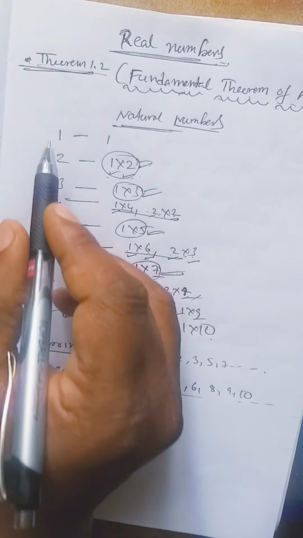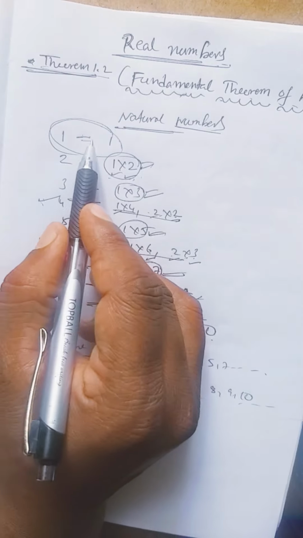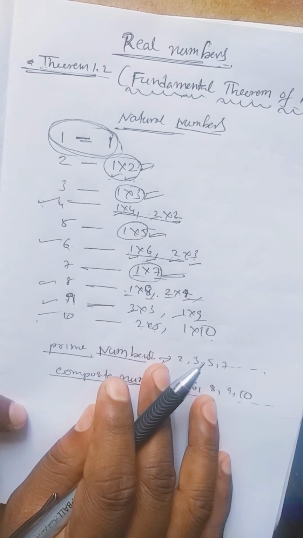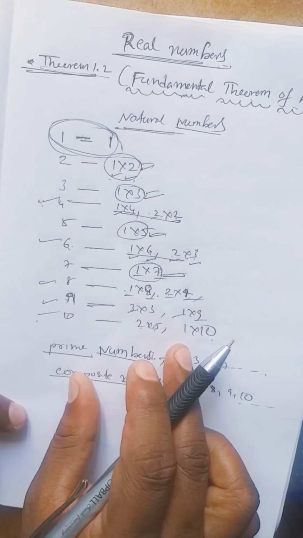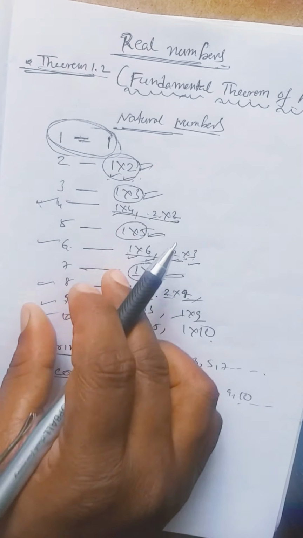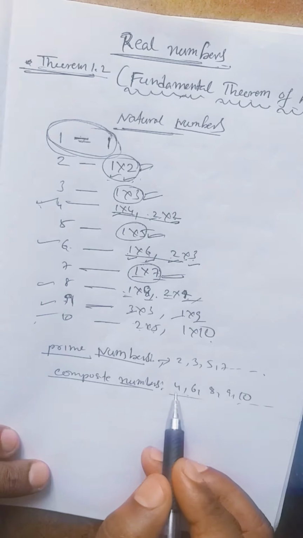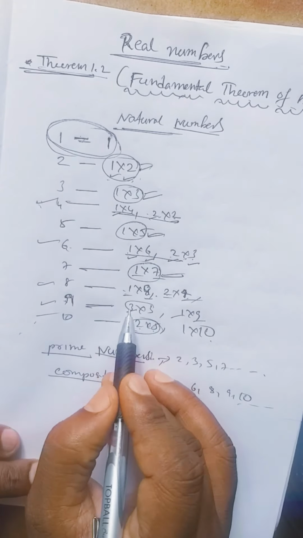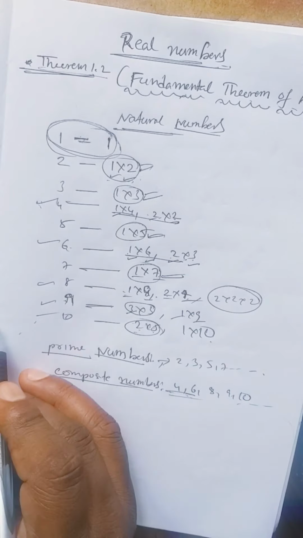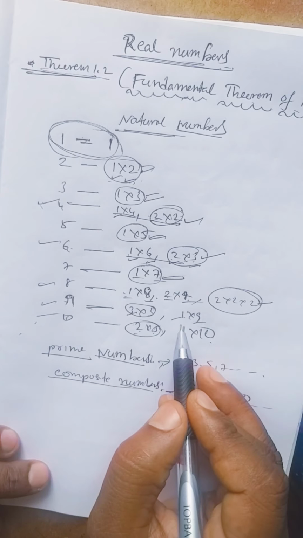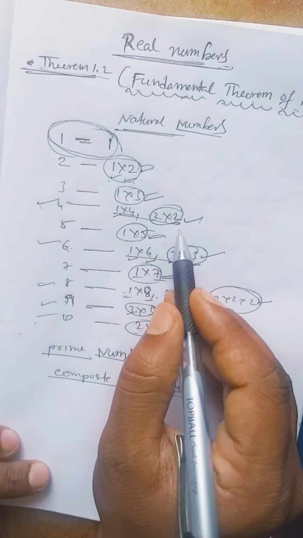And see that the number 1 has exactly one factor, so that number is called neither prime nor composite. We already know this concept, but we discussed some properties. Here we can clearly understand one concept about composite numbers. See that composite numbers: 4 is 2 into 2, 9 is 3 into 3, 8 is 2 into 2 into 2, 6 is 2 into 3. These are the products of primes.